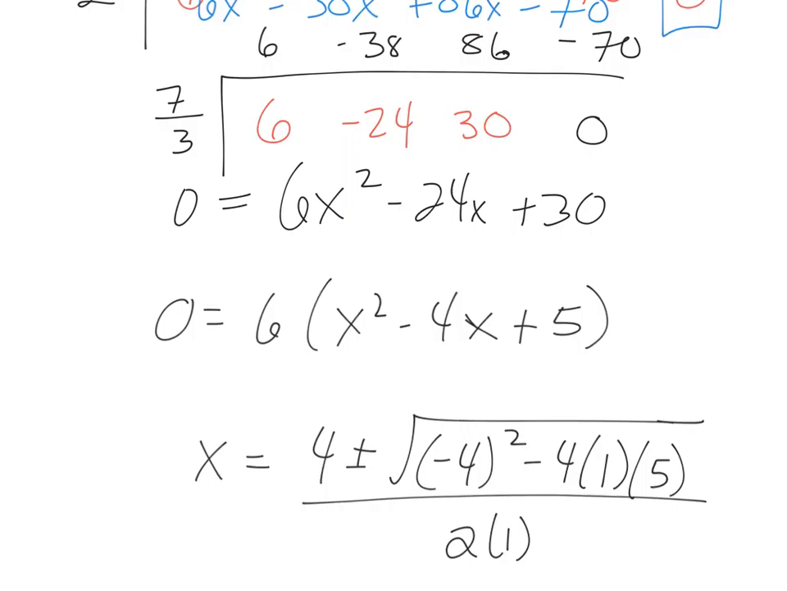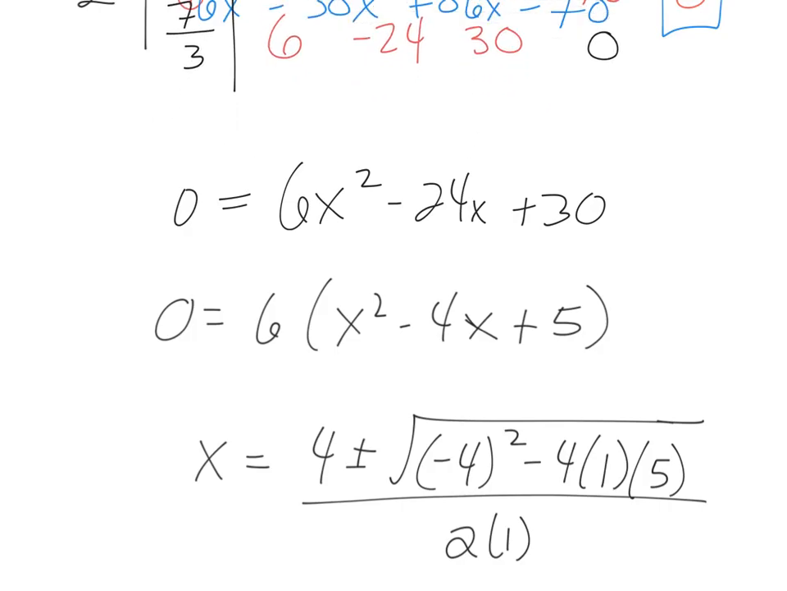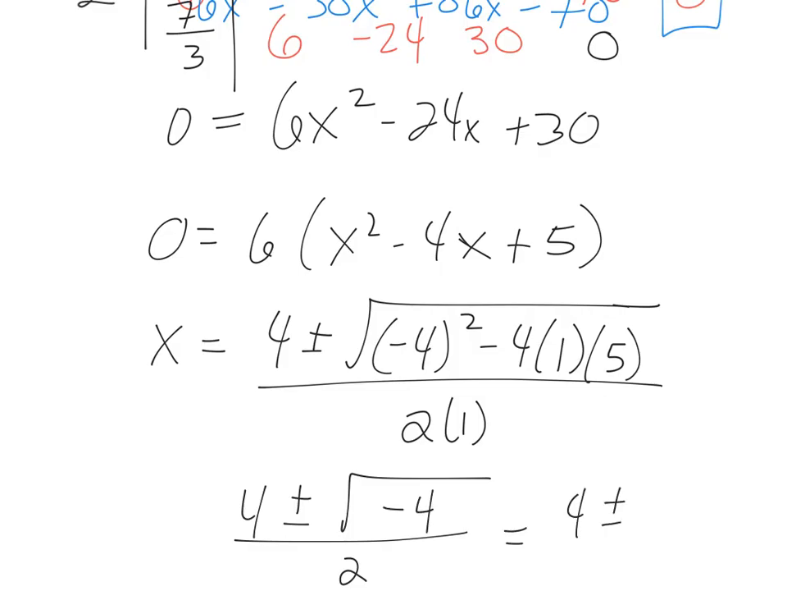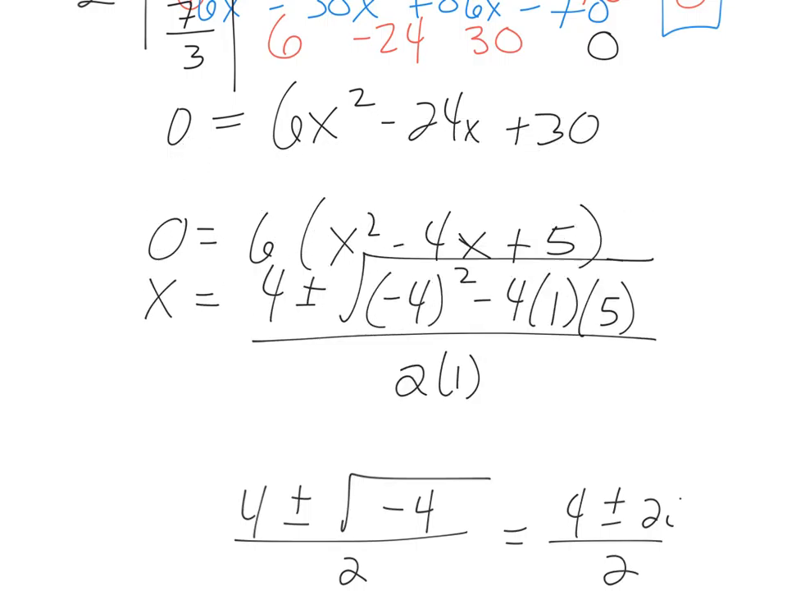So factoring out that 6 makes the quadratic formula a whole lot easier than doing it when you have to do 24 squared minus 4ac, where it's 6 times 30 times 4. That's a real mess. So this will give me 16 minus 20, which is negative 4. So my roots are going to be 4 plus or minus 2i over 2. Those can be simplified further.